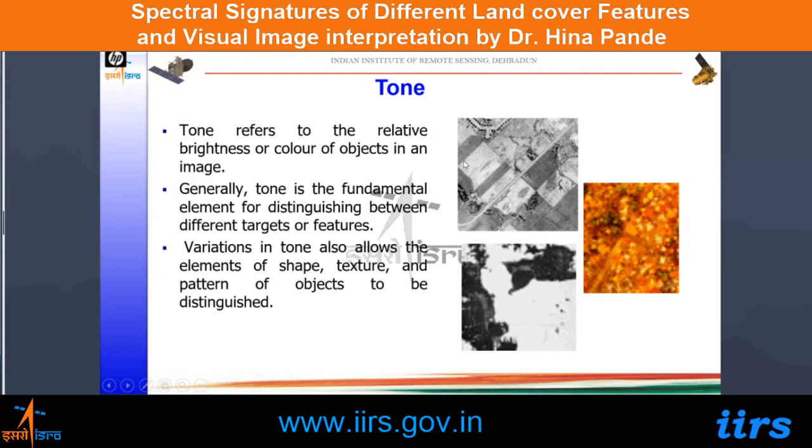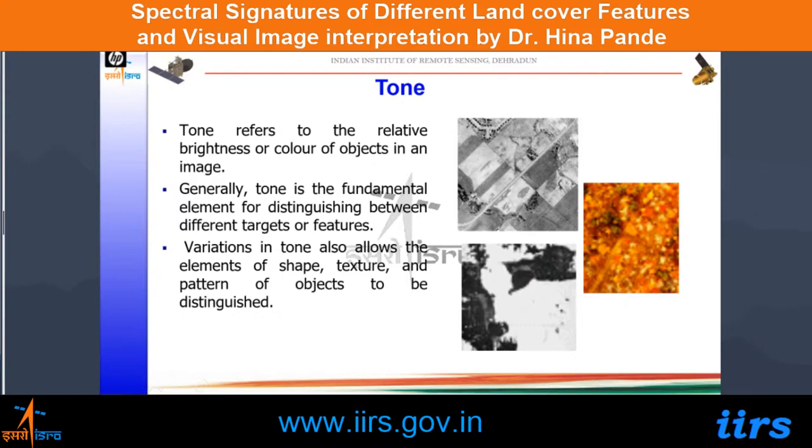Right? Now, if we are able to distinguish this boundary for all features, this boundary would indicate boundaries of change in feature or physical condition. So it is a primary or fundamental element for distinguishing different targets or features on the image.